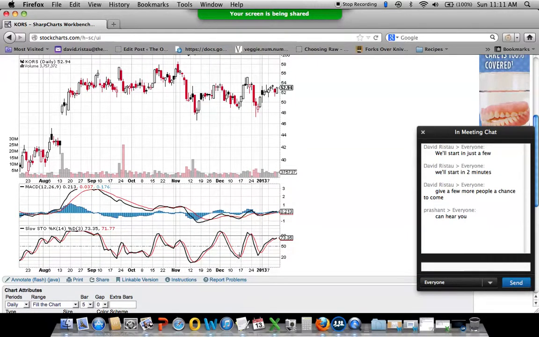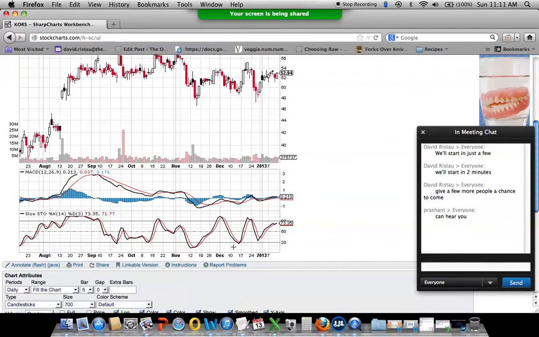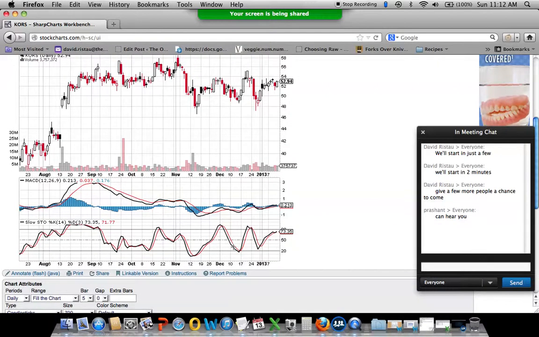Then slow stochastics is the final thing I like to look at for the indicators. Slow stochastics is really just showing you a moving average, and how that moving average is moving up and down. It's just like MACD, black line and red line. When the K line, which is the black line, crosses over the D, it's a really nice buy indicator. When it crosses below, it's a good sell indicator.